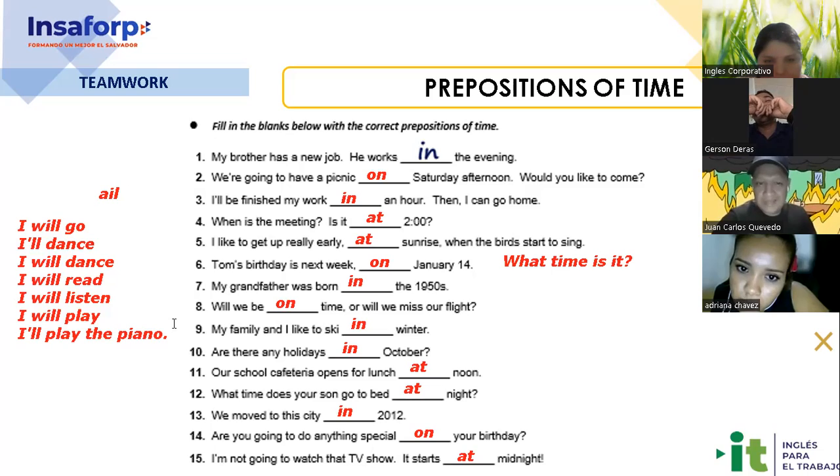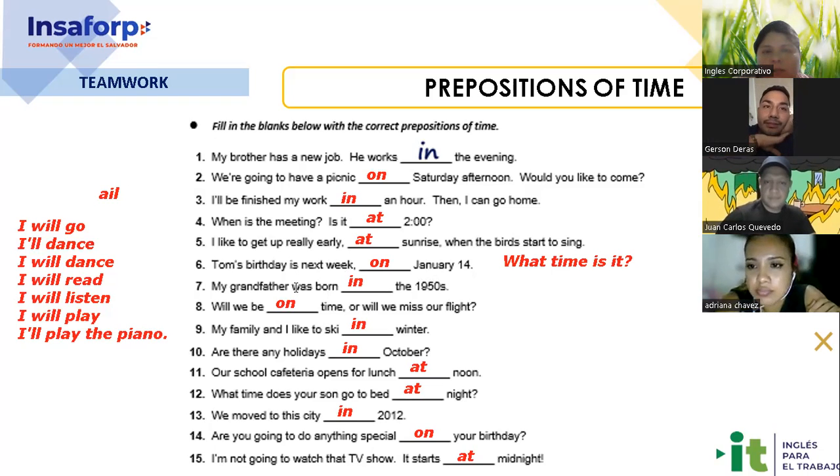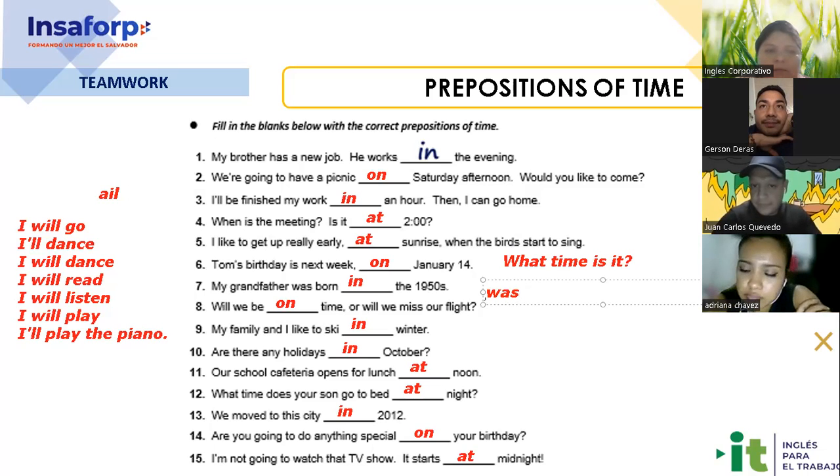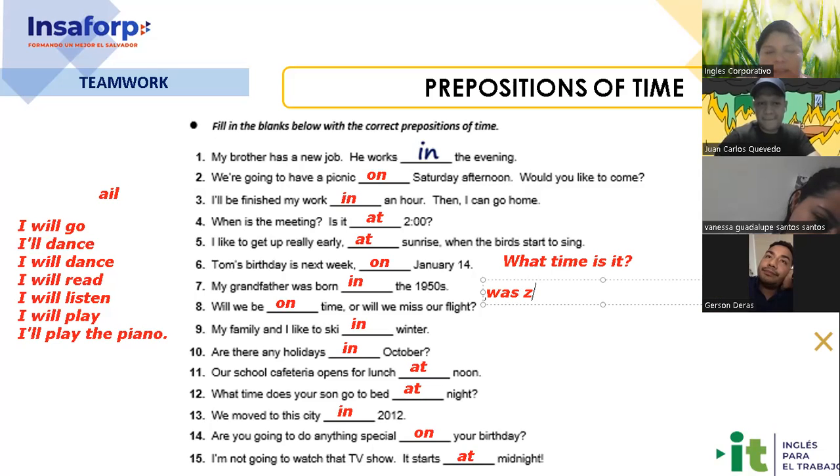My grandfather was born in the 50s. Okay. Was. My grandfather was born. Was, like Z. Was. So, I was a good student. I was a good doctor. Okay, was. Continue with number eight, Vanessa.